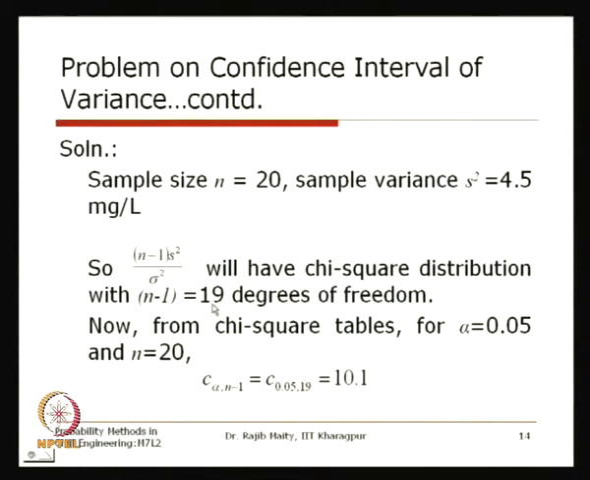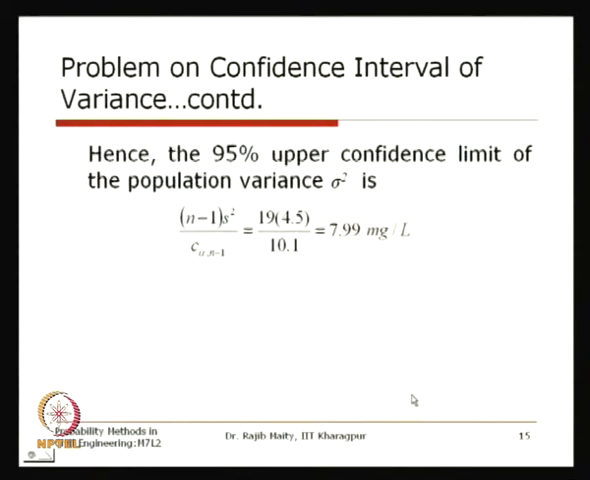Now, which cumulative probability level you are interested in depends on what confidence level you are looking for. Here we are looking for 95% confidence, so the alpha value is equal to 0.05 and n equals 20, so the degrees of freedom is 19. So, for this one, χ²(α, n-1), that is χ²(0.05, 19), if we see it from the table, you will see that the value is 10.1. So, if we use this value, then we can see that (n-1)s² divided by χ²(α, n-1) is equal to 19 multiplied by 4.5 divided by 10.1.